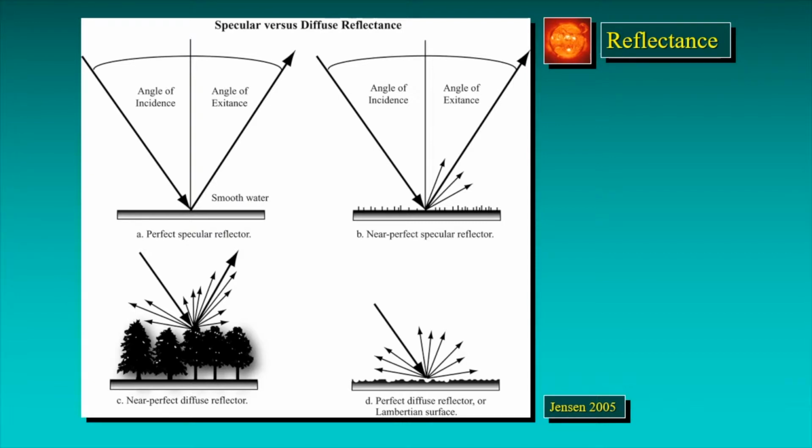And then in the lower left-hand corner of this figure, we see a near perfect diffuse reflector again. We have a lot of vectors traveling. It's not equal again, but it's more or less equal, although we do have a few directions where we have a dominant angle of exidence for a significant proportion of those photons.